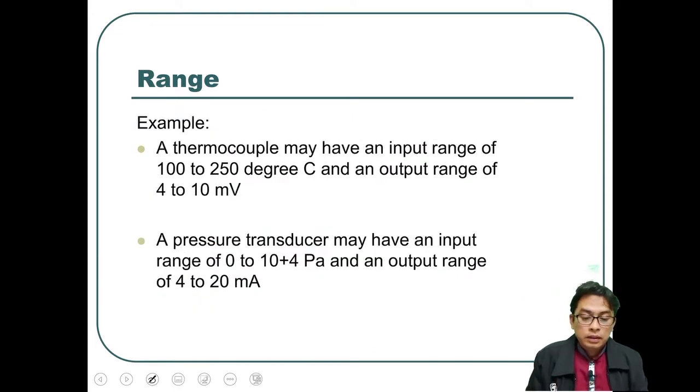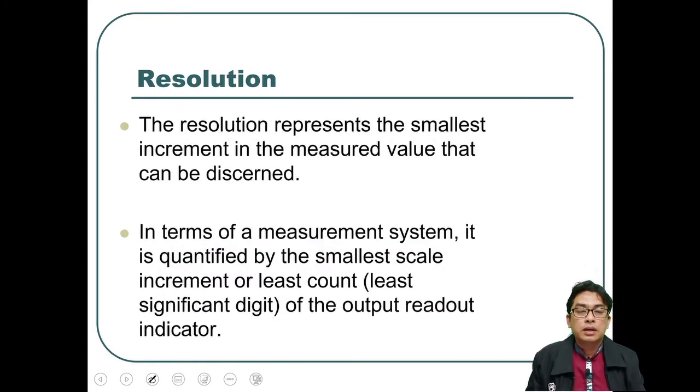And the other thing is the resolution. What is resolution? The resolution refers to the smallest increment in the measured value that can be measured. For example, for the regular ruler that you always use, the smallest increment is 1 millimeter or 0.1 centimeter. Another example is the thermometer that we always use for measuring body temperature. The smallest increment is 0.1 degrees C. So that is the resolution of the measurement device, for the thermometer or the ruler.